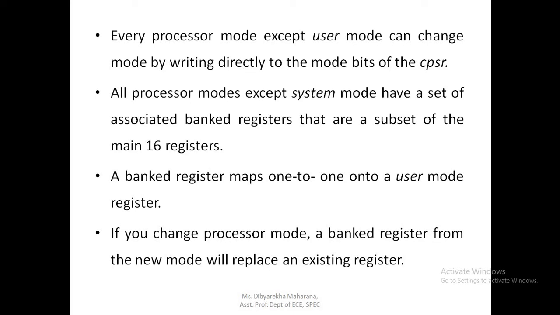All processor modes except system mode have a set of associated banked registers that are a subset of the main 16 registers. A banked register maps one-to-one onto a user mode register. If you change processor mode, a banked register from the new mode will replace an existing register.